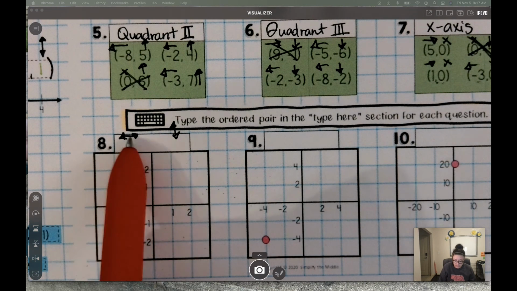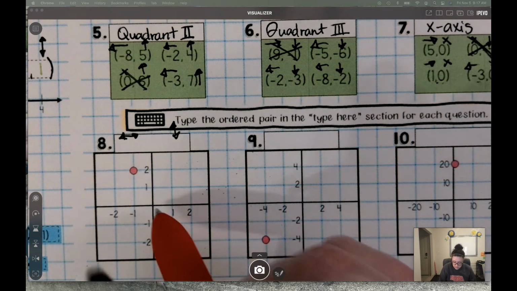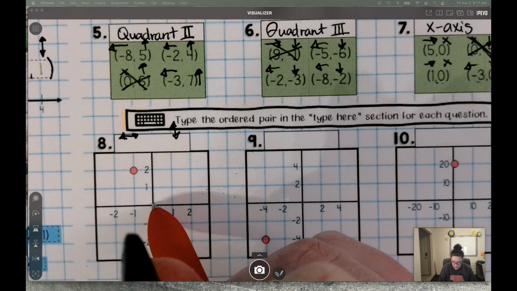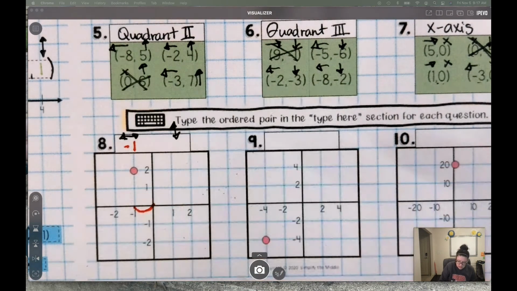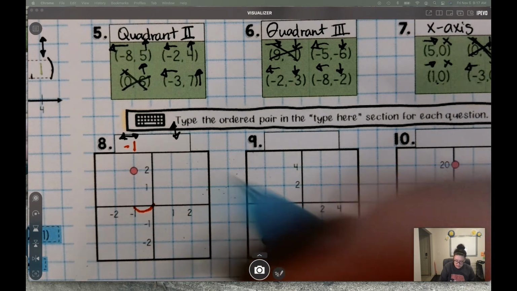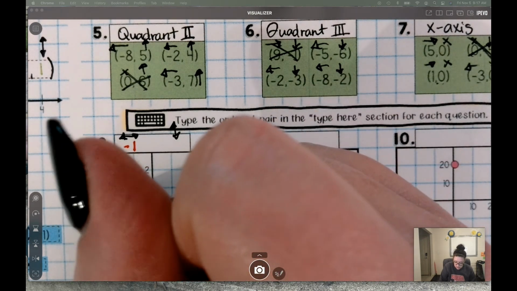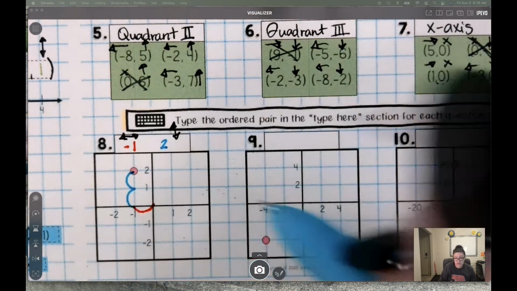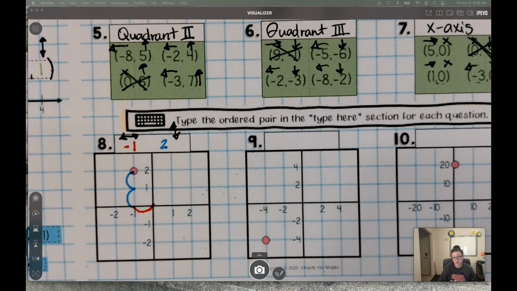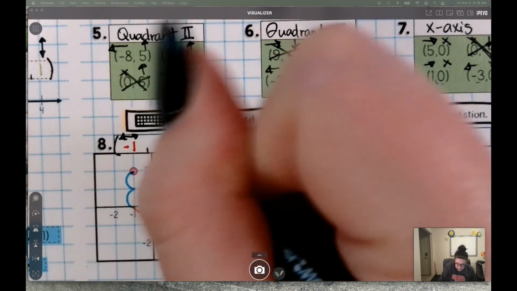So remember, our first number is how far to the left or to the right we go. So here, to get to that point way up there, I had to go to the left 1 space. Because it's to the left, it needs to be what kind of 1? A negative 1 because it's to the left. And then we went up how many spaces? 2. Is that a positive 2 or a negative 2? Positive because we went up. And then we put our comma in the middle and our parentheses are on the outside.